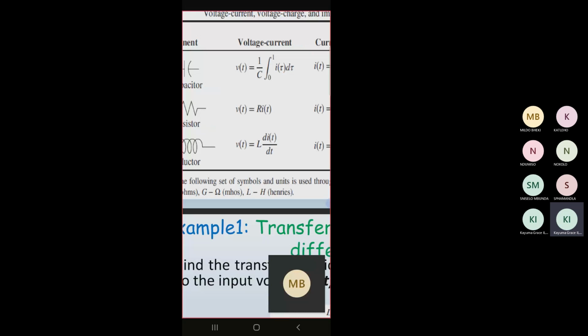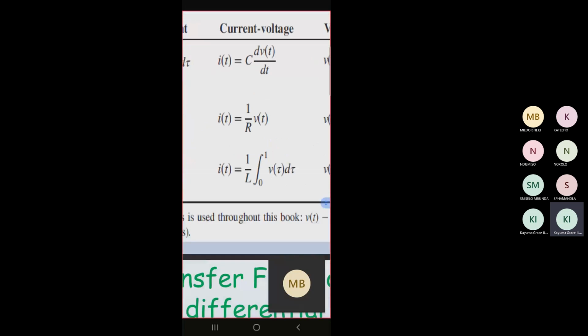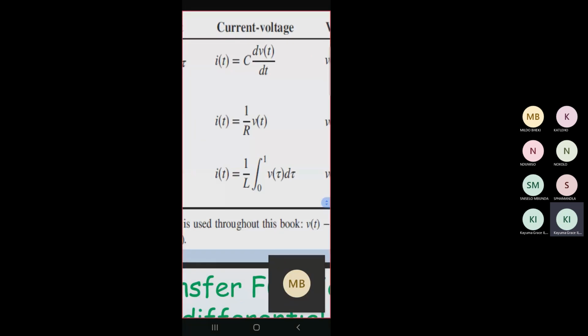This is giving us just the relationship of current and voltage. That one was for voltage; now it is current-voltage. When we want to find the current having the voltage, this is how you can solve your problem for the capacitor, for the resistor, and for everything that we have.